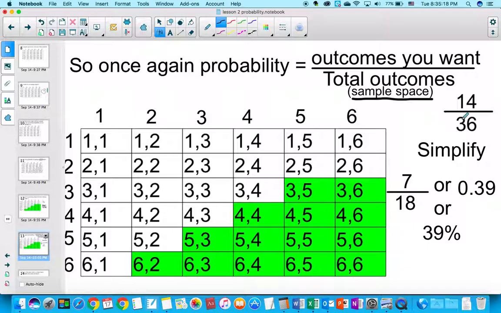That is our probability. Well, a common mistake would be to stop right here, but you can make it simpler. Divide both by 2, and you get 7 over 18. There we go. Or convert it into a decimal, 0.39, or convert it into a percent, and you realize you have a 39% chance of rolling 2 dice and getting a number, when you add those two numbers together, larger than 7. So you have less than 40% chance. And that's how you calculate using a table.